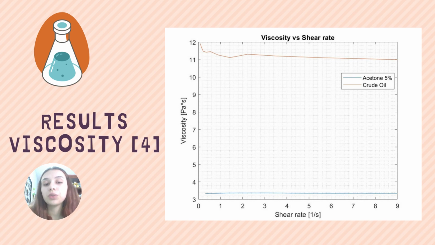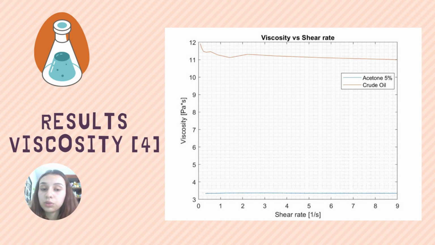This graph shows the viscosity versus shear rate for the crude with acetone and the crude without solvent. For both cases, and as mentioned above, the viscosity is constant because the crude is a Newtonian fluid, which means that it is not affected by the shear rate but by other factors such as temperature, the structure of the compound, among other reasons.